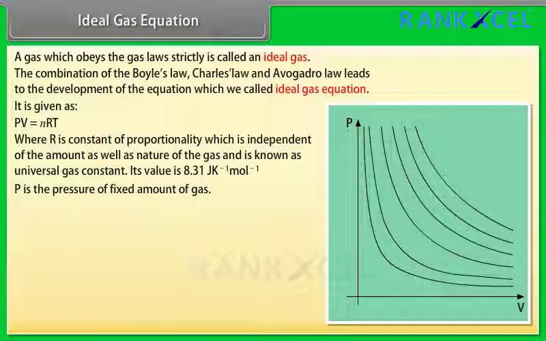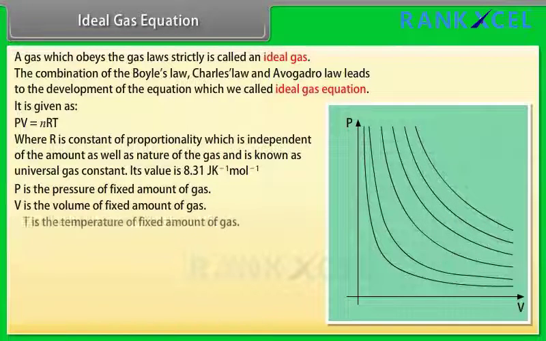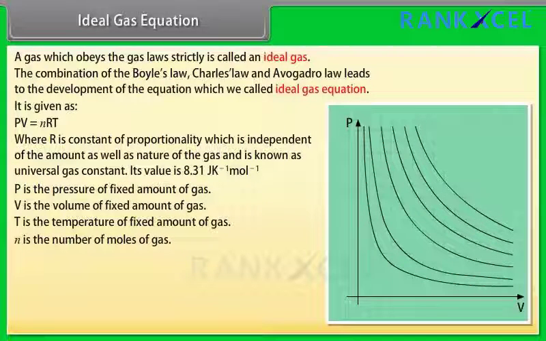P is the pressure of fixed amount of gas. V is the volume of fixed amount of gas. T is the temperature of fixed amount of gas. n is the number of moles of gas.